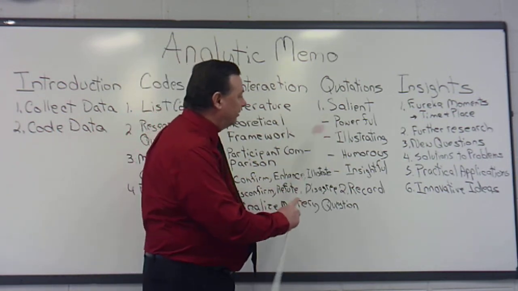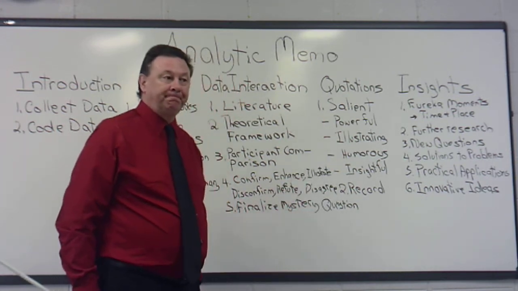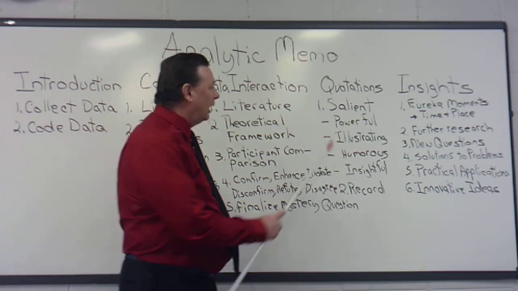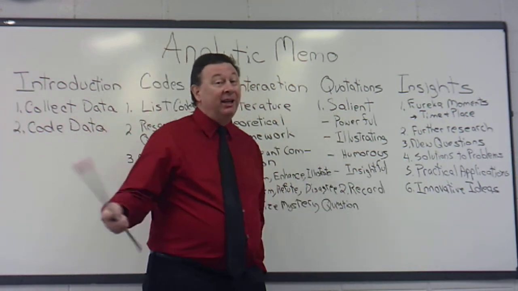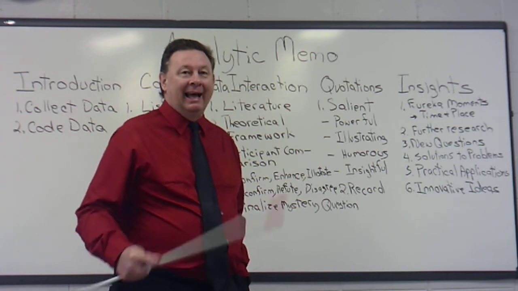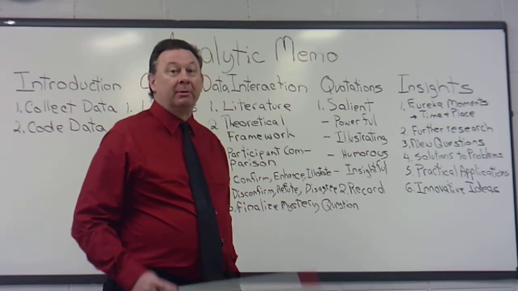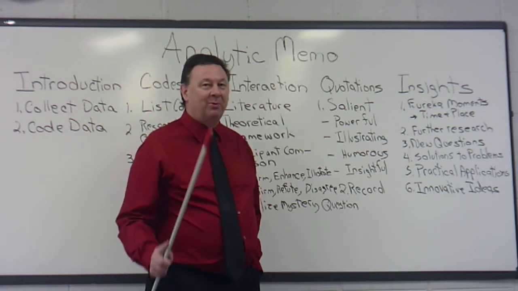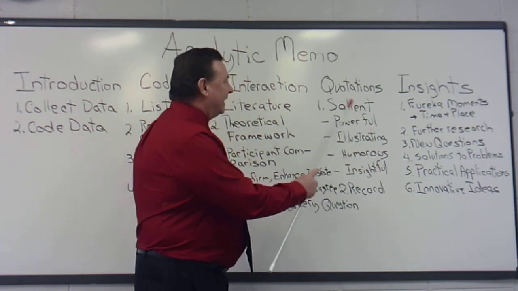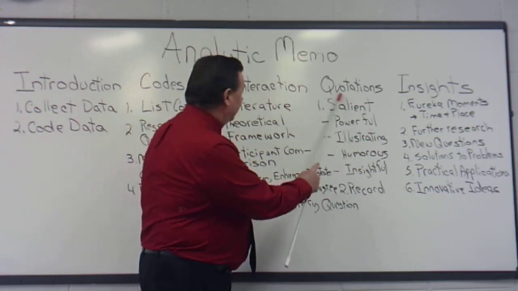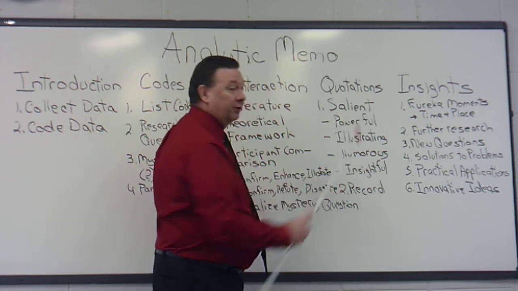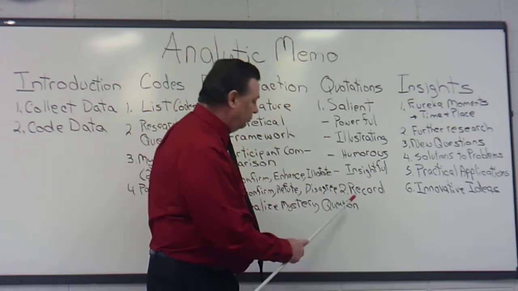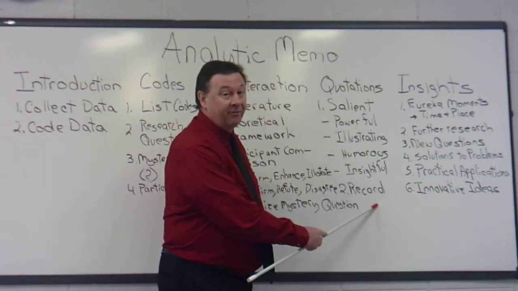So as you're reading through your transcript and you come across a salient quotation, you may not know how it's going to be used, but you know it is good, you know it's important, you know it's significant. So record those in the third section of your analytic memos. And also remember to record where they came from.